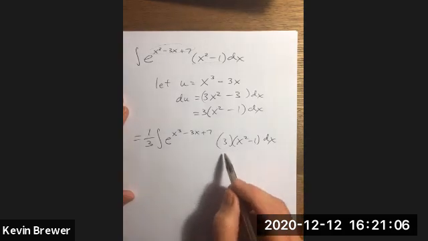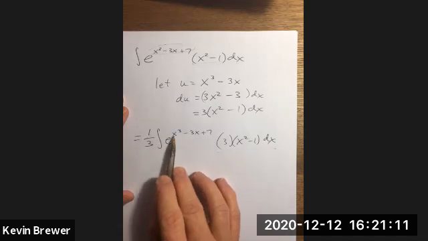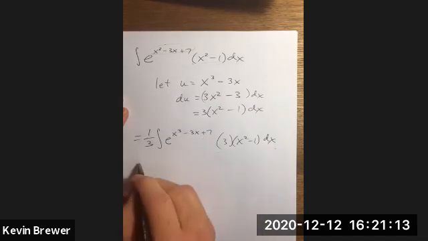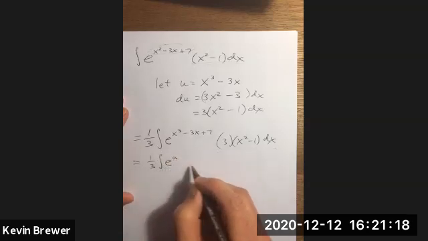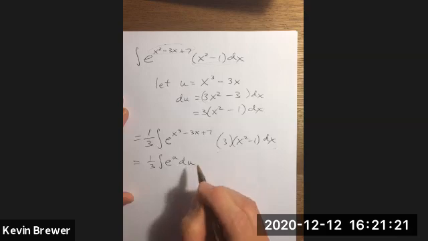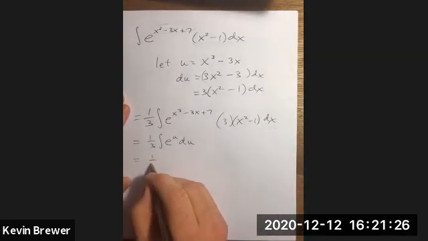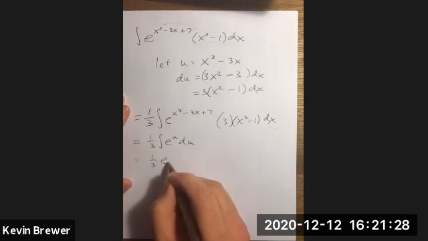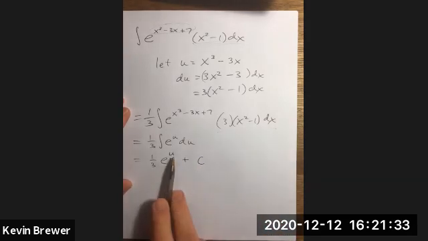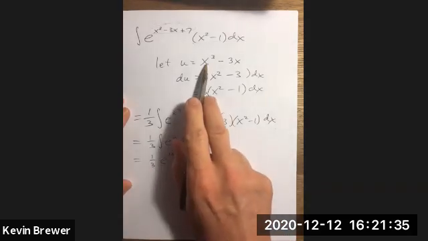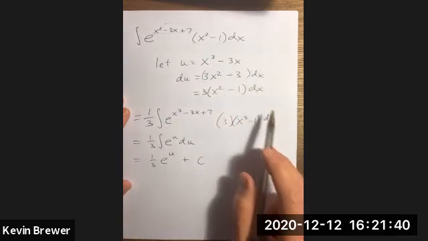So now we've got it. This is exactly du, and this is e to the u. So this is 1/3 the integral of e to the u du, which is 1/3 e to the u plus a constant, u being x cubed minus, whoops.